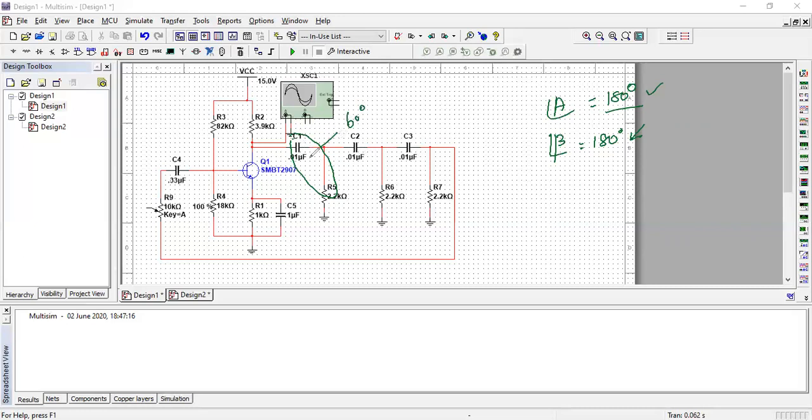The value of this capacitor and resistor can produce only 60 degrees. So this second stage can produce 60 degrees, and this stage can produce 60 degrees. Totally, this feedback network can produce 180 degrees. So the total phase angle is 180 degrees plus 180 degrees, which produces a total of 360 degrees.